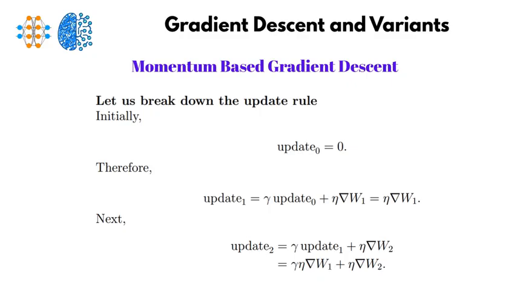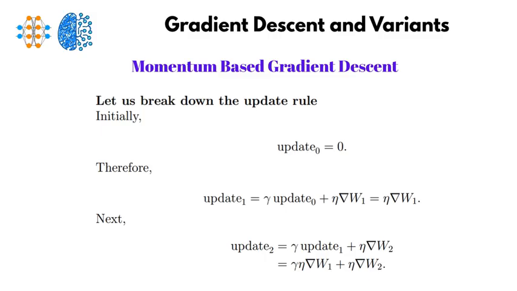Now let us calculate the first update. The equation says update 1 equals gamma multiplied by update 0 plus eta multiplied by the gradient of w1. Since update 0 is equal to 0, the first term disappears. Therefore, update 1 equals eta multiplied by the gradient of w1. So during the first iteration, there is no momentum contribution yet. The optimizer uses only the current gradient.